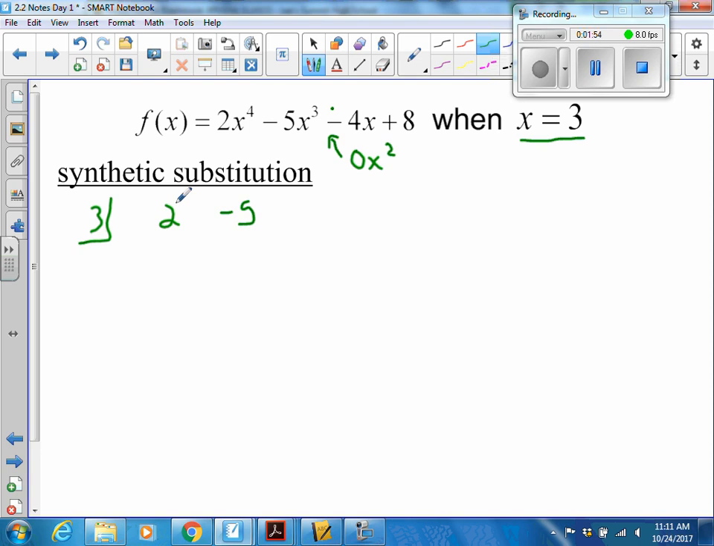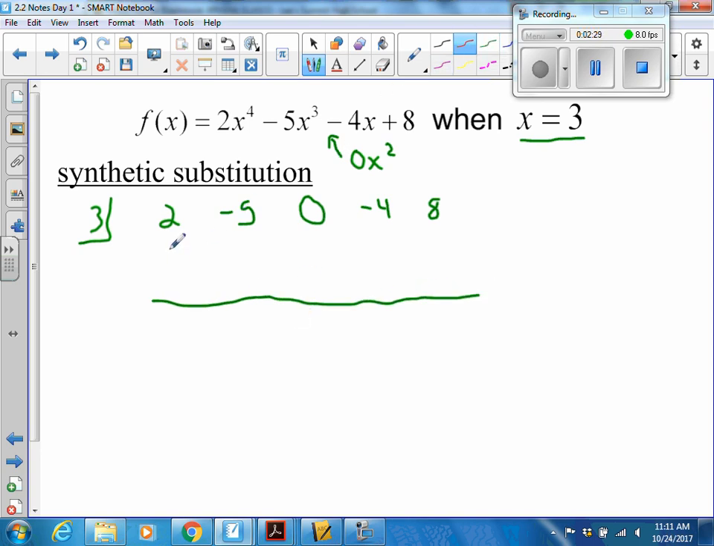So the first coefficient was 2 from our first term. Negative 5 came from our second term. Our third term, which is the x squared, is going to be 0, so we have to write a 0 in there. Now we go right from our x squared to our x, and that coefficient is going to be negative 4. And then our last term is our constant, which is 8. Now go ahead and leave some room here and just draw a line.